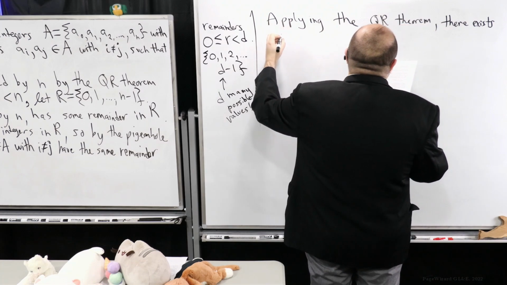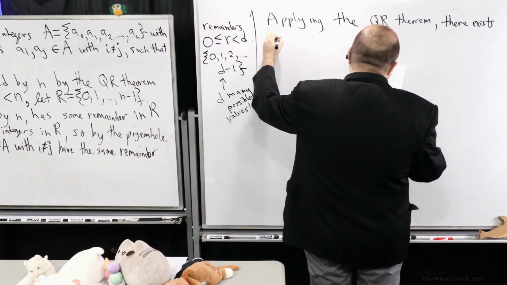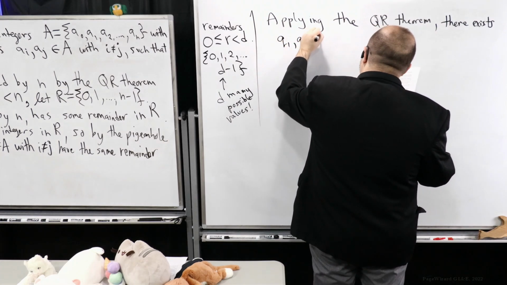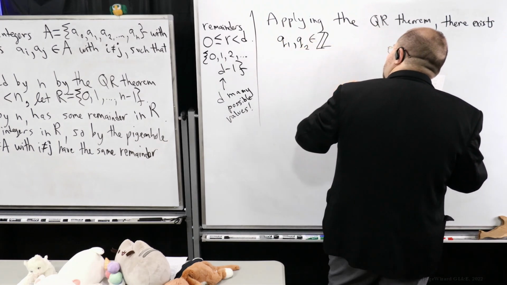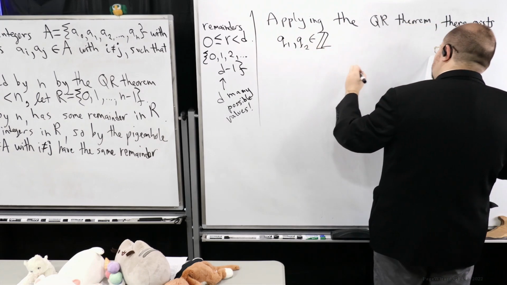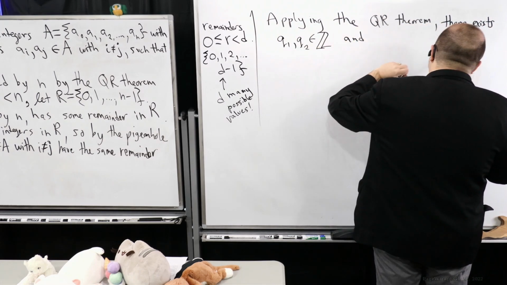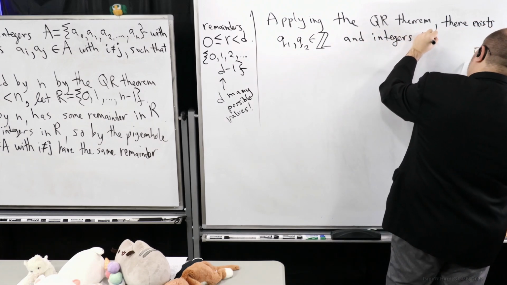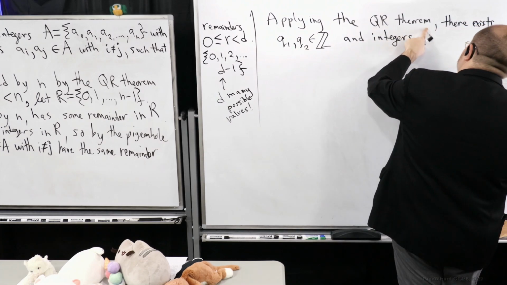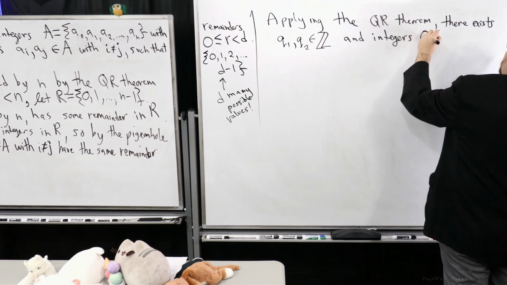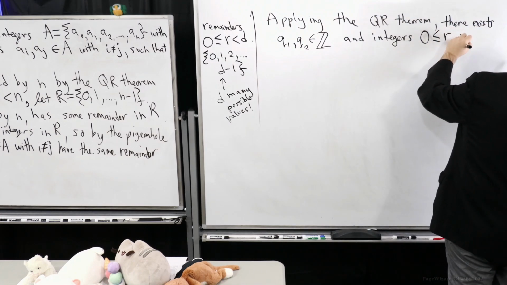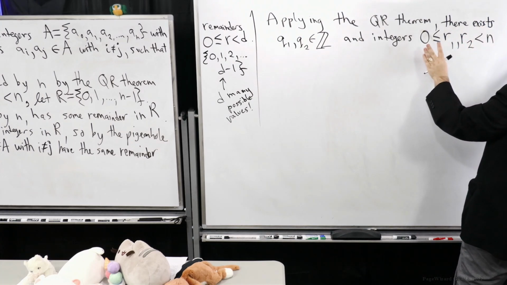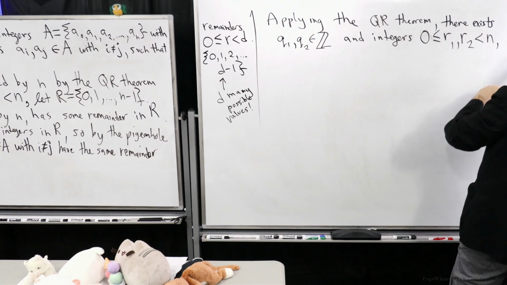There exist q1 and q2. I'm going to have two of them because I'm going to use the definition twice, technically. These are my multiples and integers. We're going to have R1 and R2, the remainders. They're going to be between 0 and n, where 0 is included, just to be clear.